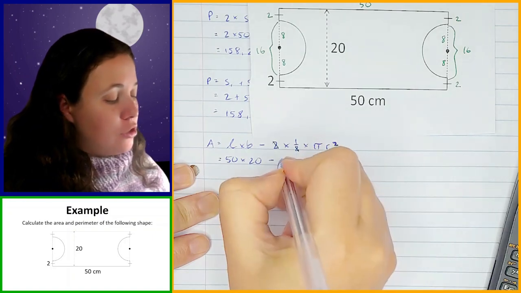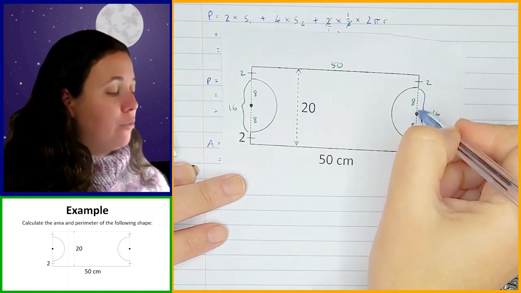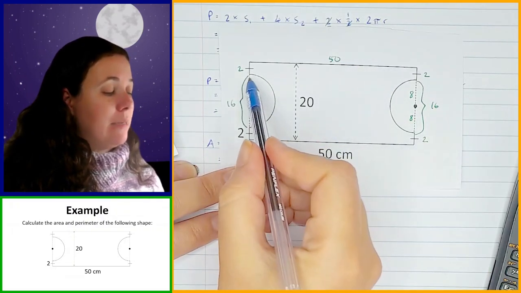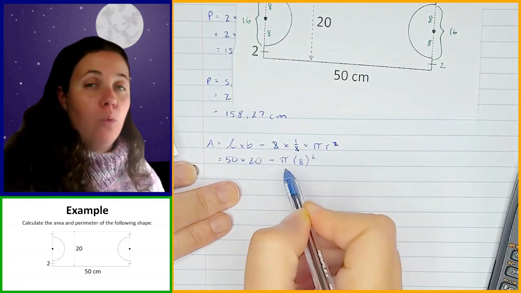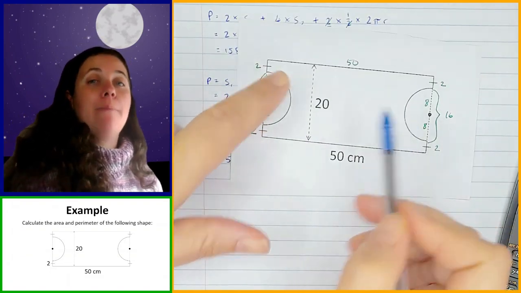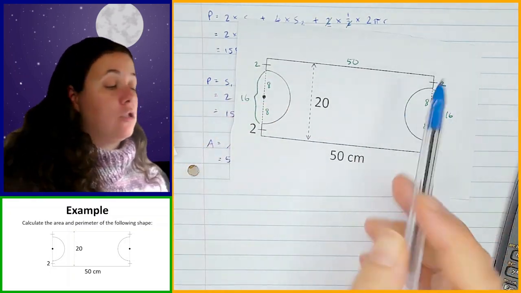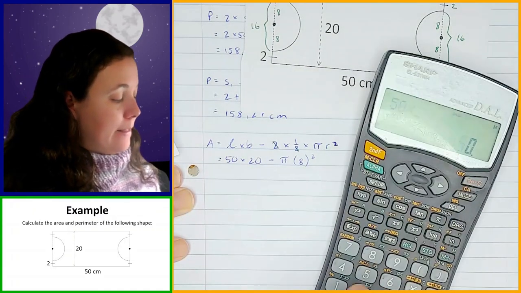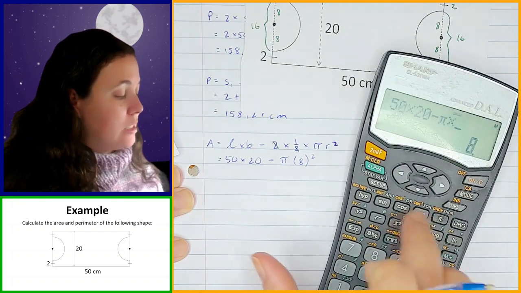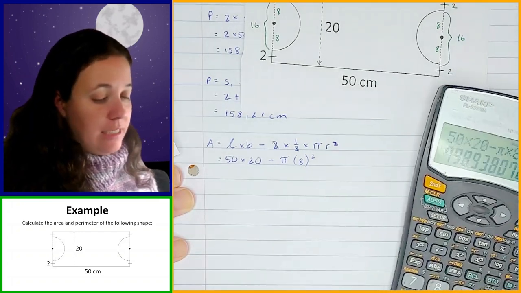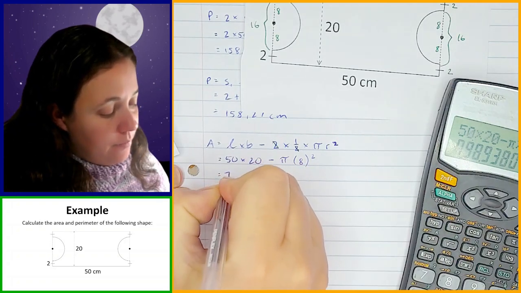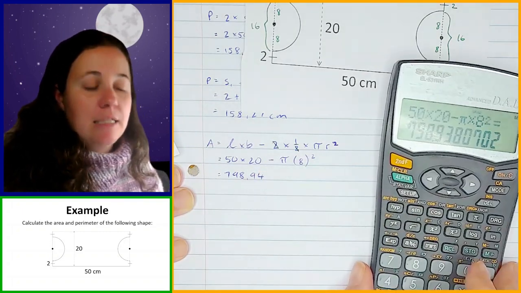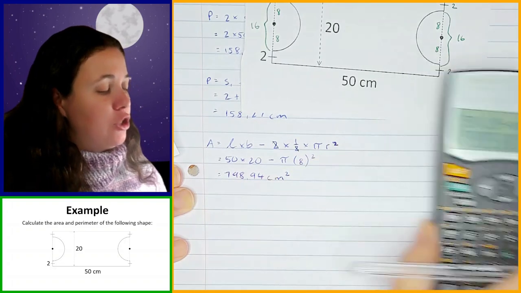These cancelled, so I've just got pi times the radius of the circle we already worked out was 8, times 8 squared. Now, if you think about it, this is just the area of one circle. Here I've got two halves, they make a whole. So I am actually just subtracting one circle area. So I've got 50 times 20 minus pi times 8 squared. And that gives us 798.94. When we round that off to two decimal places, we get 798.94, and that is centimeters squared. So that's what we should get for that example.